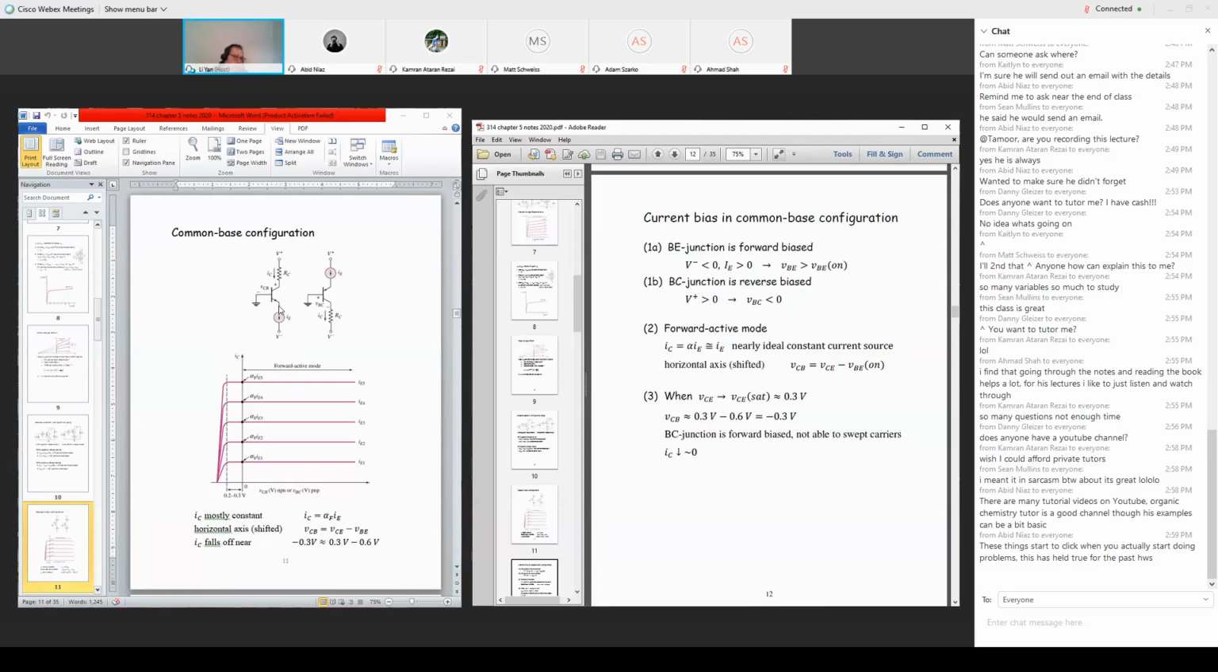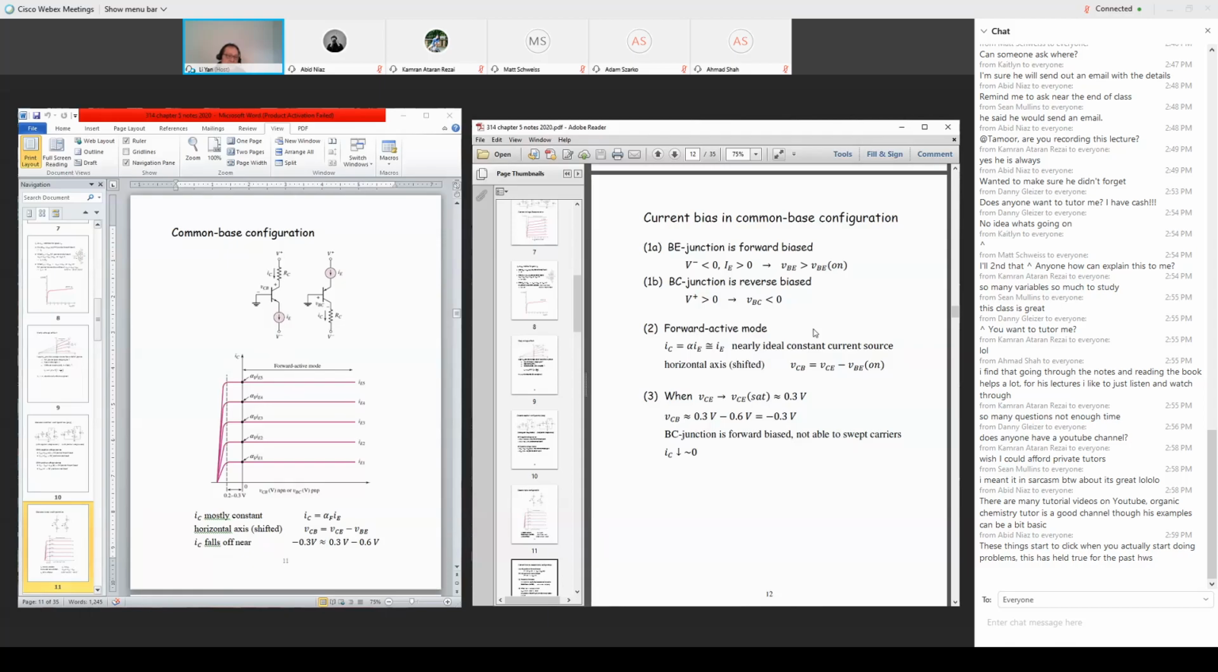Emitter is N material. Base is P material. Collector is N material. So this is the P side, this is the N side. You put the positive voltage on the N side, you put the negative voltage on the P side, that PN junction is reverse biased. All right? So that is statement 1B, make that a statement.